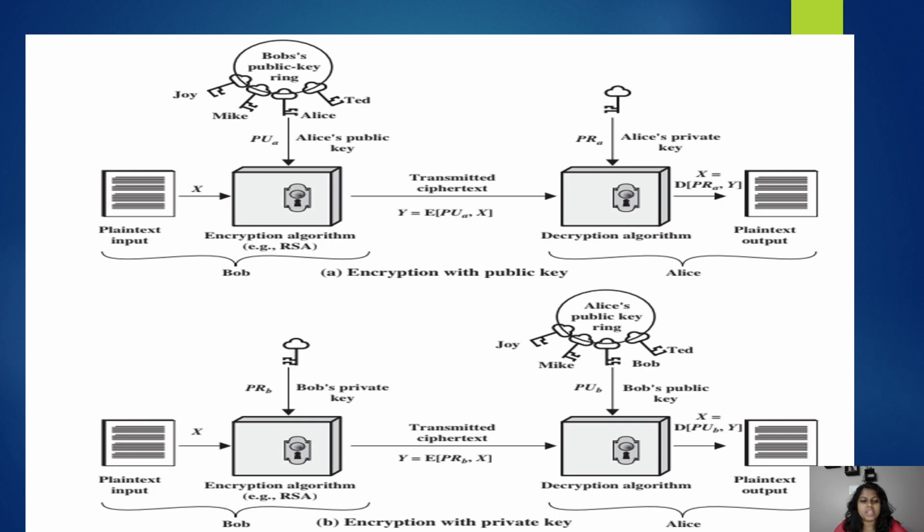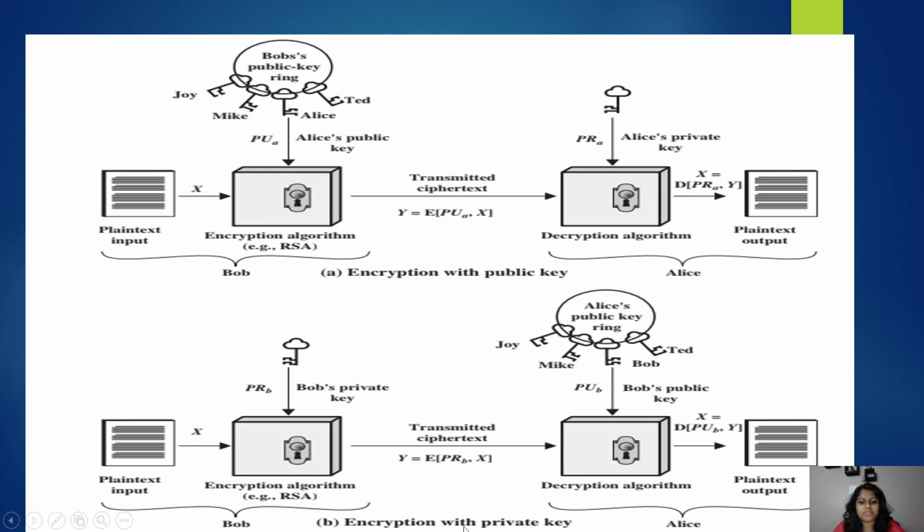This is a simple representation of how an RSA key is encrypted and decrypted. First, we have Bob. Bob has the public key ring of Joy, Mike, Alice and Teddy. This is the plain text input which is sent into the encryption algorithm, that is RSA, and Bob will have the public key. Now Alice wants to access the input text, so the input text is transformed into ciphertext and stored with Alice's private key. This is how the encryption with the private key is done.